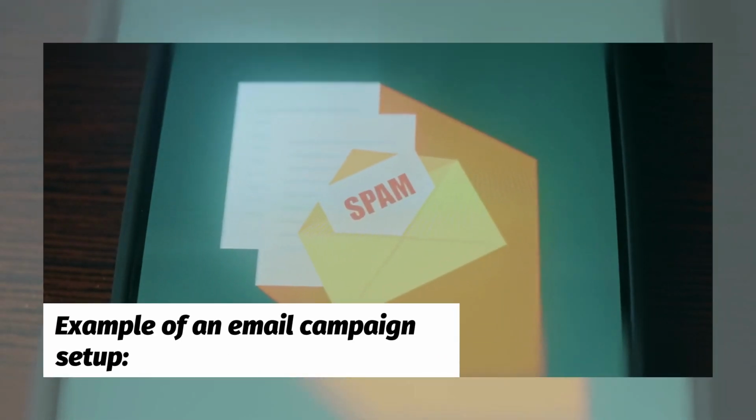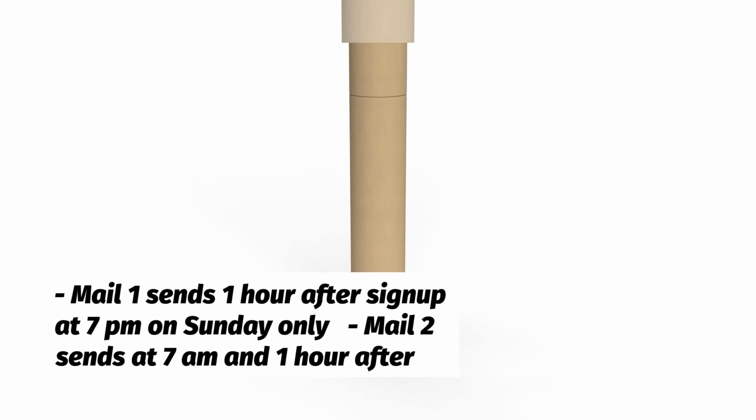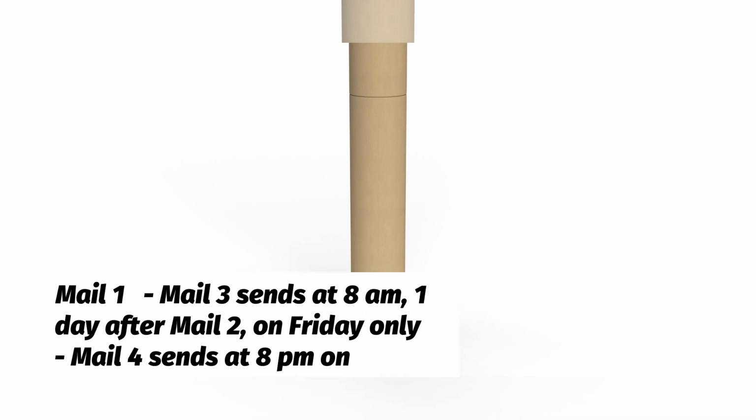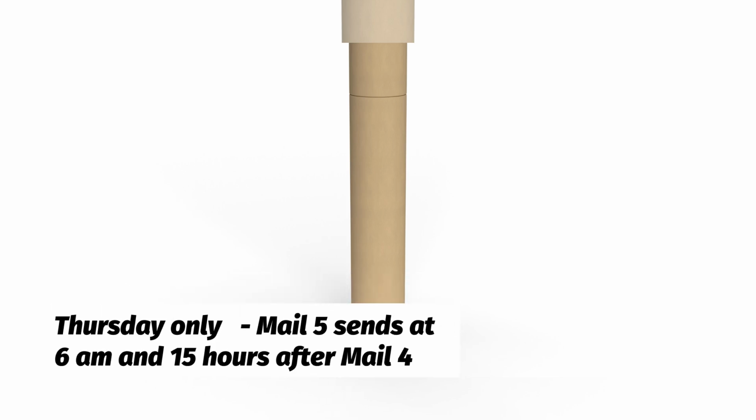Example of an email campaign setup. Mail 1 sends 1 hour after sign up at 7 p.m. on Sunday only. Mail 2 sends at 7 a.m. and 1 hour after Mail 1. Mail 3 sends at 8 a.m., 1 day after Mail 2, on Friday only. Mail 4 sends at 8 p.m. on Thursday only. Mail 5 sends at 6 a.m. and 15 hours after Mail 4.